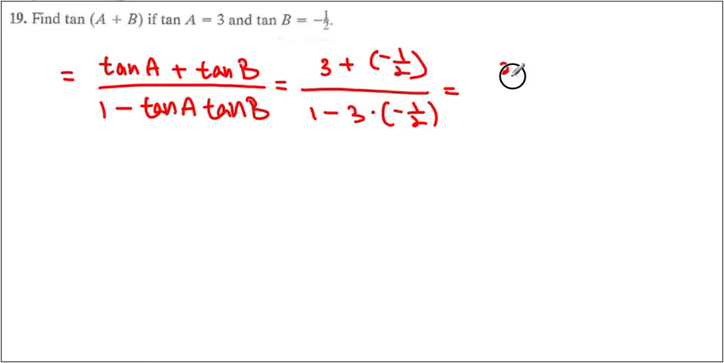Then here we end up getting 2.5 on the numerator. And on the denominator, we end up having negative, negative becomes positive here. So 1.5 with 1, so we end up getting 2.5. So therefore, our final answer becomes 1.